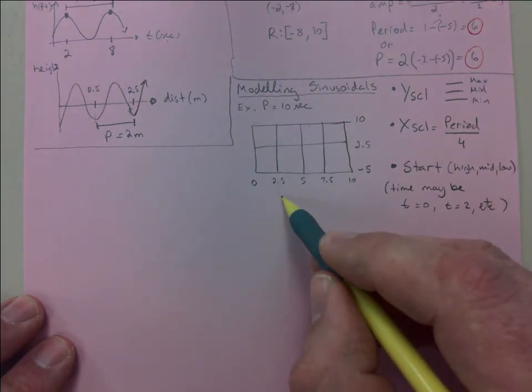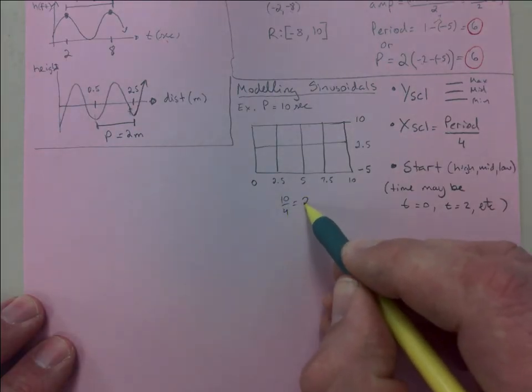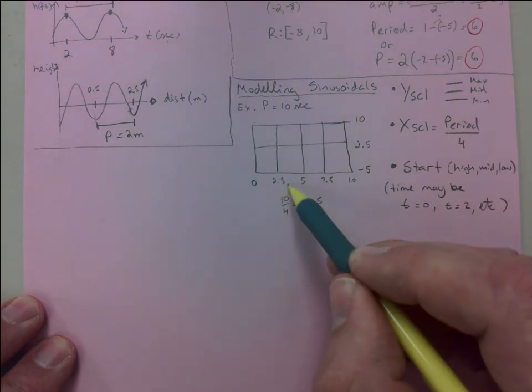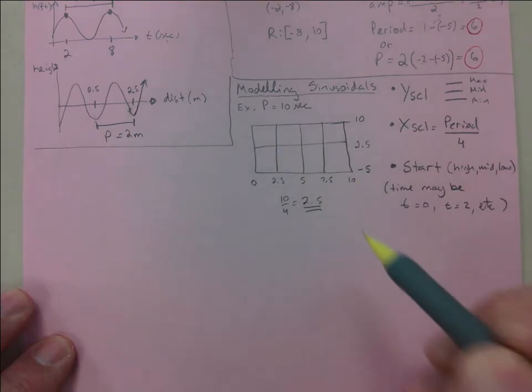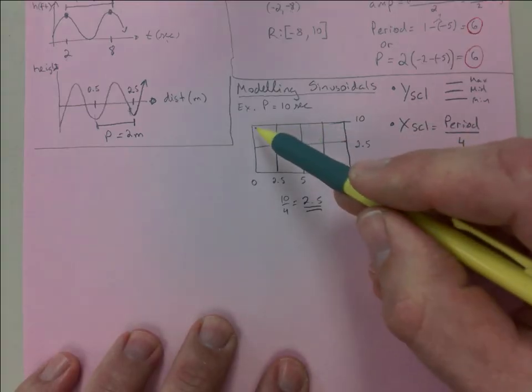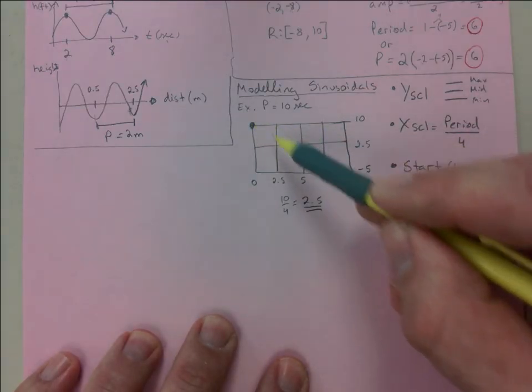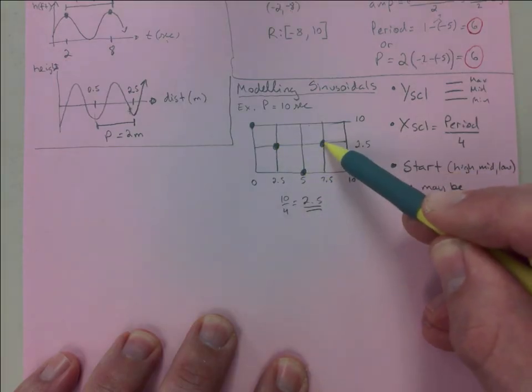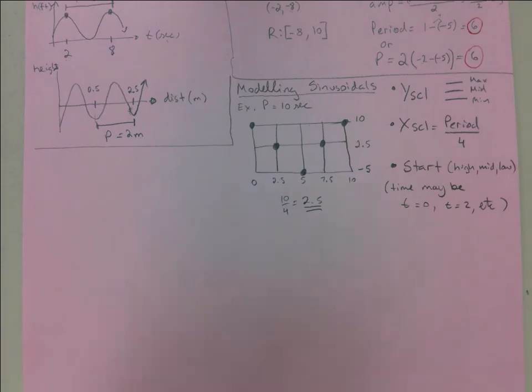So this is 10 divided by 4, which is 2.5. So this is my x scale, right? This is how I'm going up by every time I go along the x-axis. So if I start at the top, obviously I would have to go down like this and back up. And there you have your 5 points.